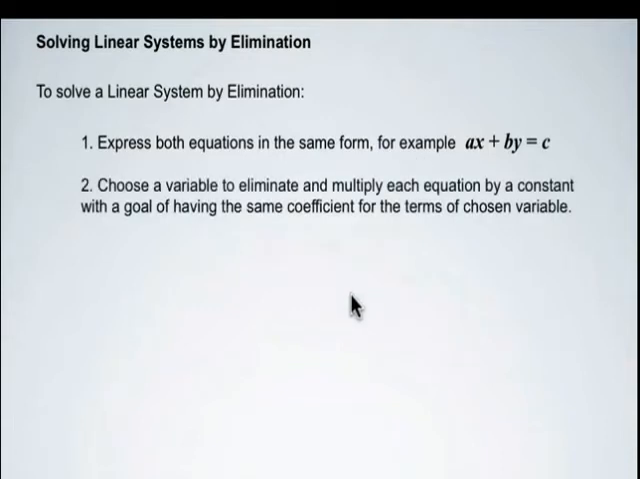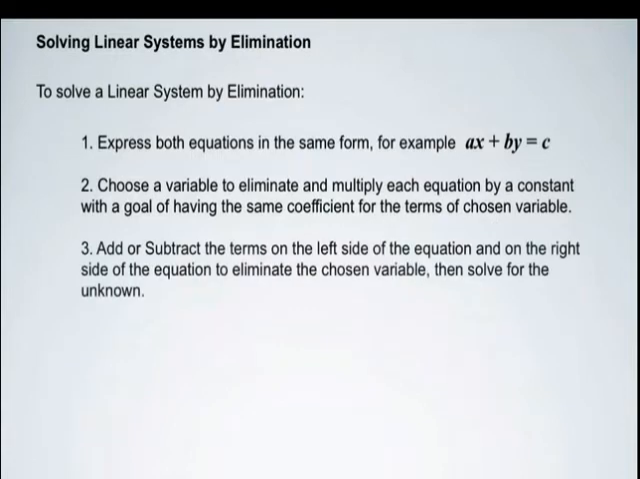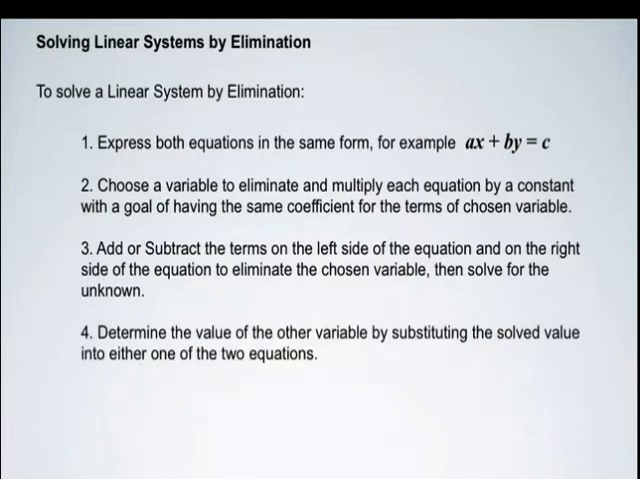Secondly, we want to choose a variable to eliminate and multiply each equation by a constant with the goal of having the same coefficients or the opposite coefficients for the chosen variable. Thirdly, we're going to add or subtract the terms on the left side of the equation and on the right side of the equation to eliminate the chosen variable. Then we solve for our unknown. And the last thing we do is determine the value of the other variable, just as we did with substitution, by substituting the solved value into either one of the two equations.